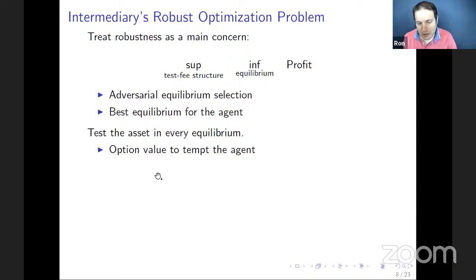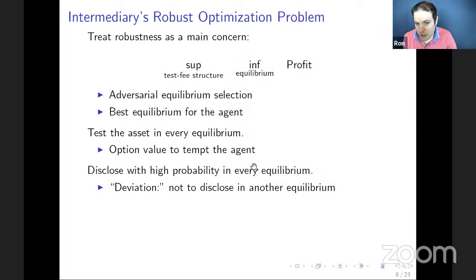How do you generate this option value? Well, you want to make sure that you don't charge high disclosure fees so that there is some actual benefit from disclosing. On the other hand, if you charge positive disclosure fees, which are low, you actually get more revenue from those too. So both of these forces mean that the intermediary wants to make sure that the agent discloses with high probability in every equilibrium. Now, another thing that we can point out here, which is slightly different from the standard mechanism design setting, is that a deviation here is deviation across equilibrium, right? There are two challenges.